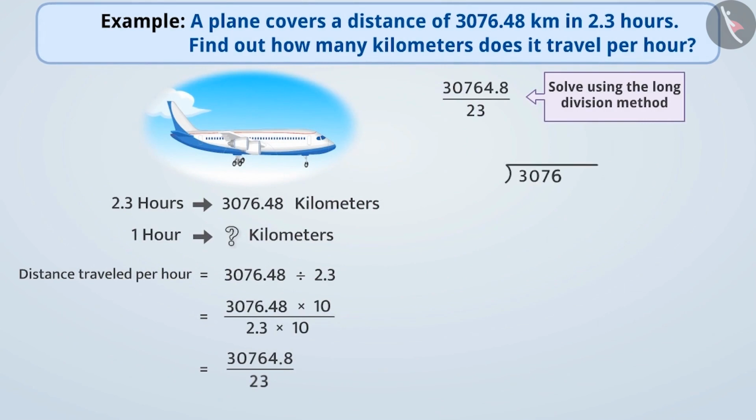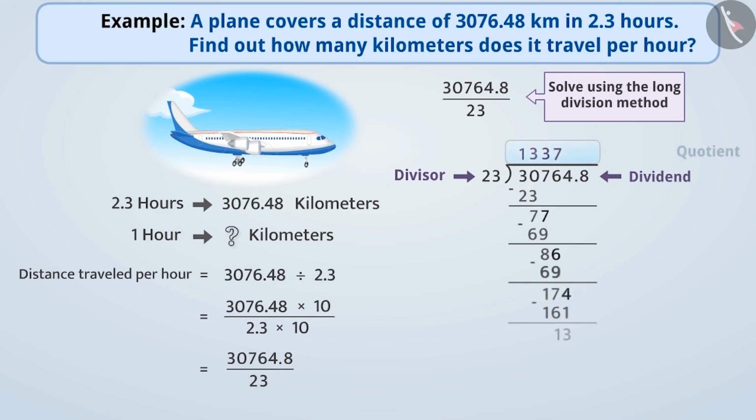Here, 30,764.8 is the dividend and 23 is the divisor. To divide, we first check whether the whole part of the dividend is smaller or larger than the divisor. Here, 30,764 is greater than 23, so we can divide it. By dividing the whole part, we now get the whole part of the quotient as 1,337 and the remainder as 13.